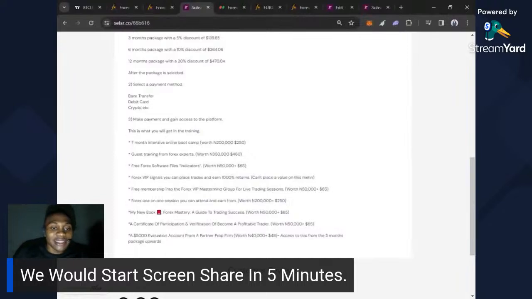So the last is that we're going to give you a $5,000 account courtesy of our prop firm. We have a prop firm we're partnering with, which is going to give you access to this $5,000 account, and you can use it to start up your trading journey and become a profitable trader.